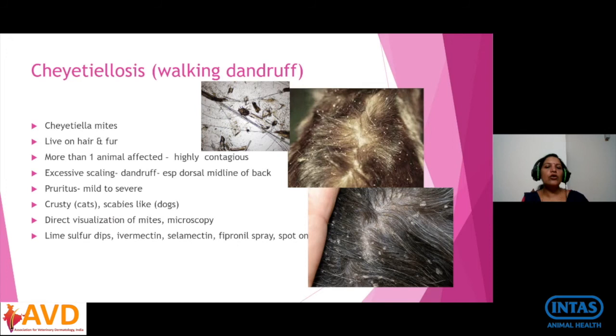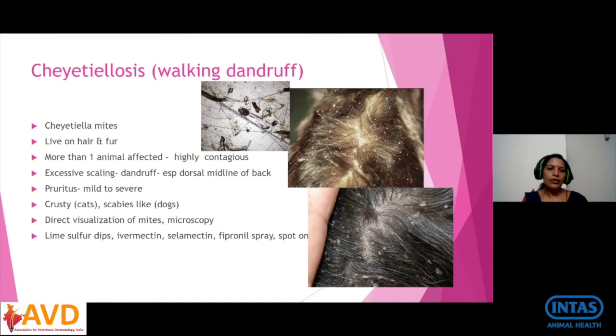Cheyletiellosis, that is also called walking dandruff. Cheyletiella mites live on the hair and fur. Here also it is highly contagious, and excessive scaling and dandruff can be seen, especially on the dorsal midline of the back. Here the pruritus may be mild to severe. It shows crusty lesions in cats and scabies-like lesions in dogs. We can see direct visualization of mites and also by microscopy. Just like lime sulfur dip, ivermectin, selamectin, fipronil spray, or spot-on can be used.